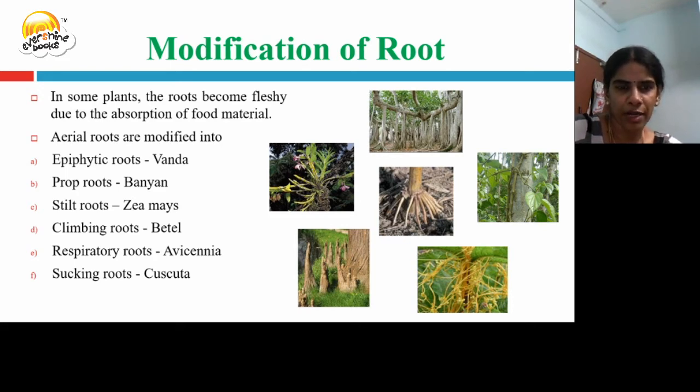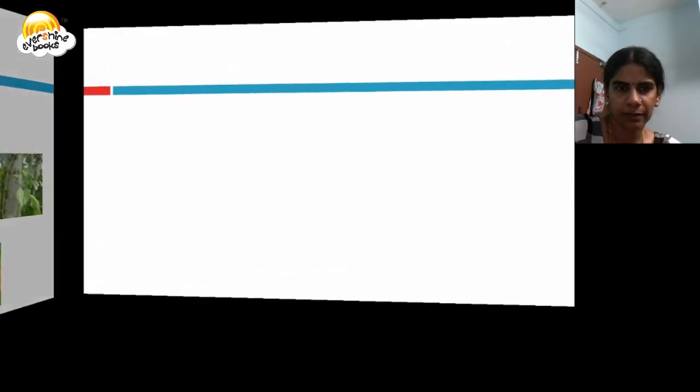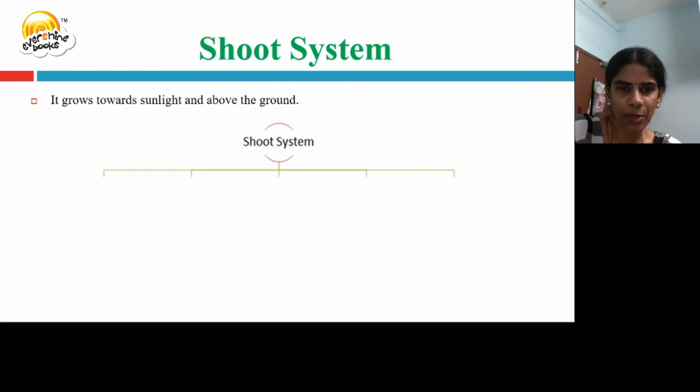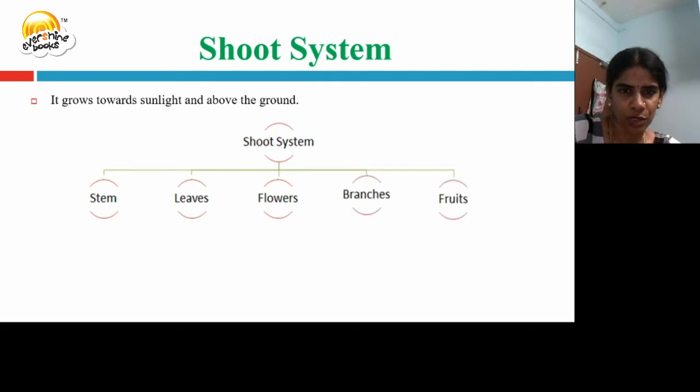So, roots are modified in various ways, especially aerial roots, which are modified as epiphytic roots, prop roots, stilt roots, climbing roots, respiratory roots, and sucking roots. Let us now learn about the shoot system. It grows towards the sunlight and is above the ground. The shoot system has stem, leaves, flowers, branches, and fruits.